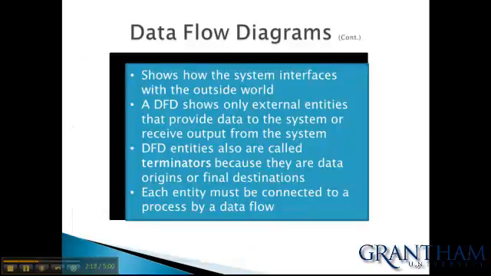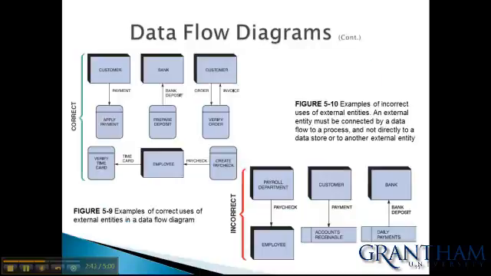The data flow diagrams show how the system interfaces with the outside world. A data flow diagram shows only external entities that provide data to the system or receive output from the system. External entities are also called terminators because they are data origins or final destinations. Each entity must be connected to a process by a data flow.